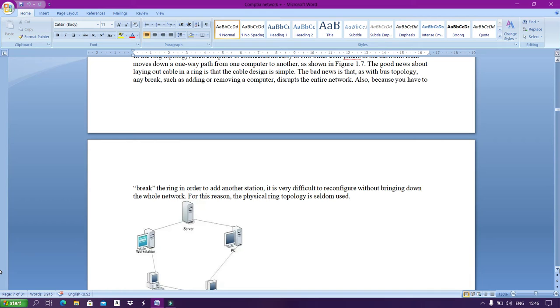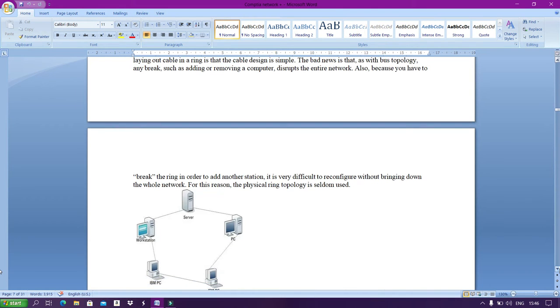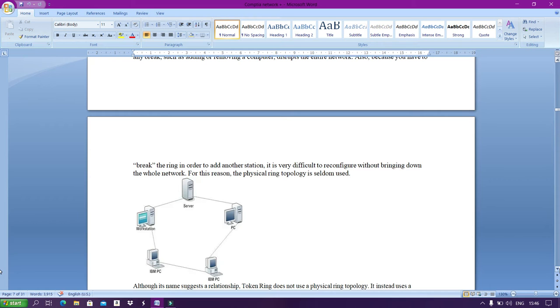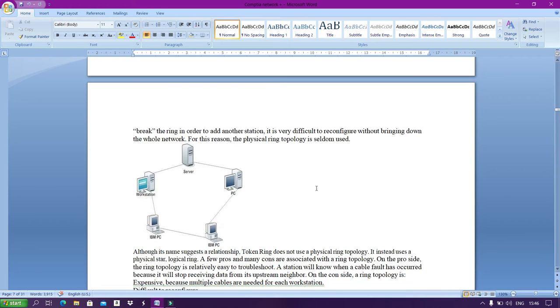Also, because you have to break the ring in order to add another station, it's very difficult to reconfigure without bringing down the whole network. For this reason, the physical ring topology is seldom used. So this here is a picture of a ring topology. I suppose each computer would have a network card, and then cable goes from computer to computer.